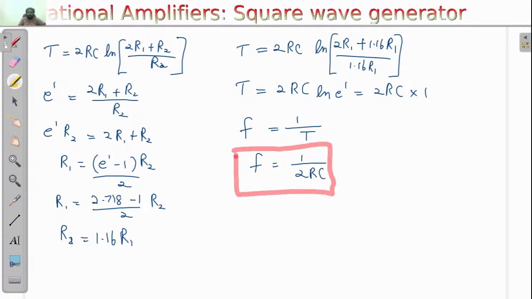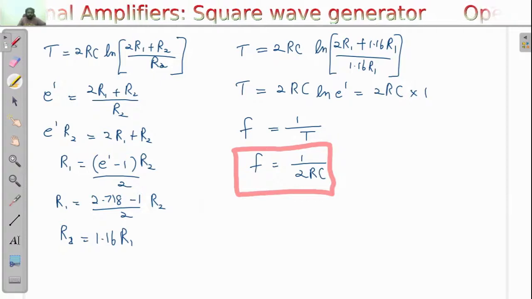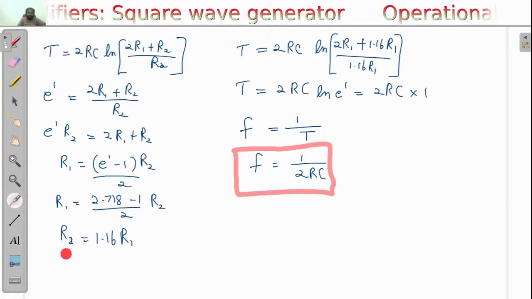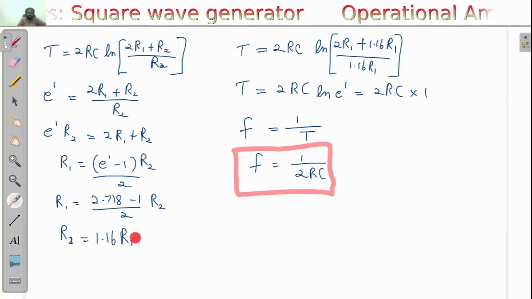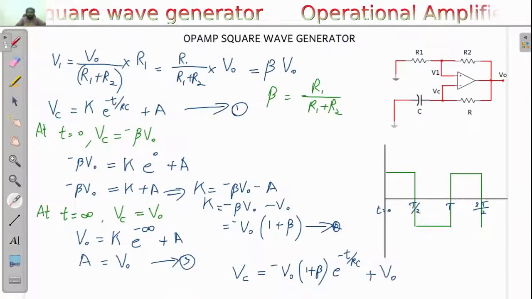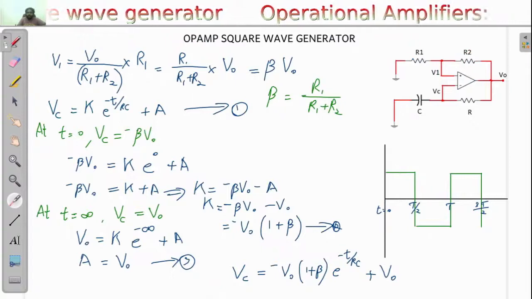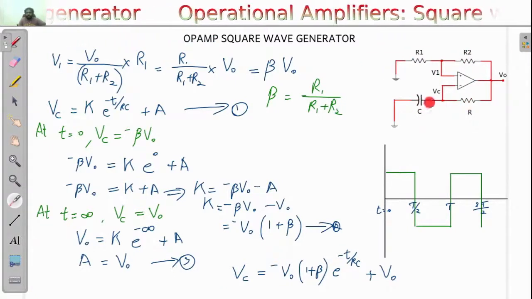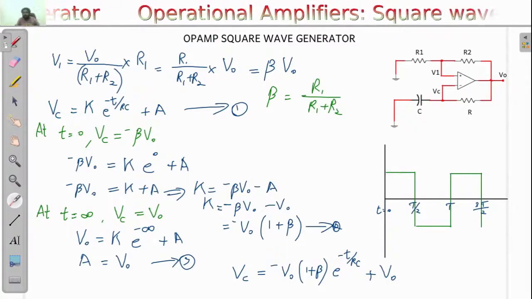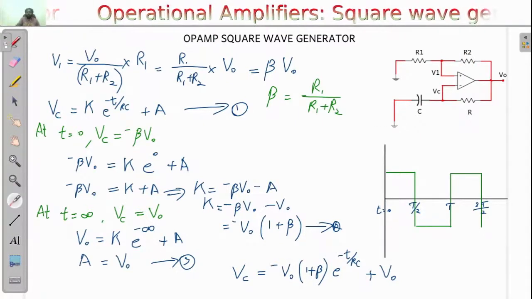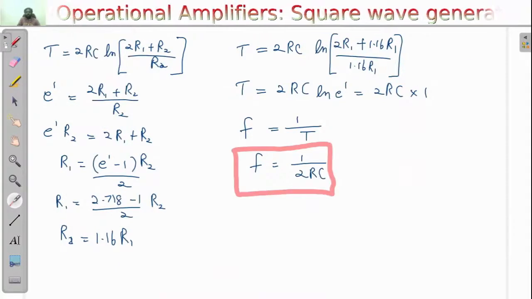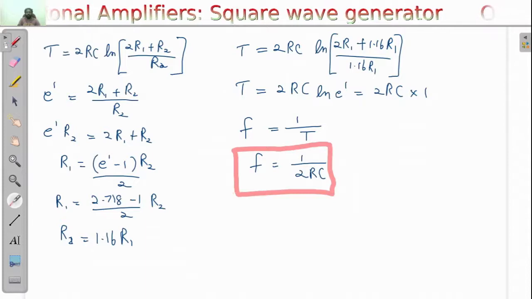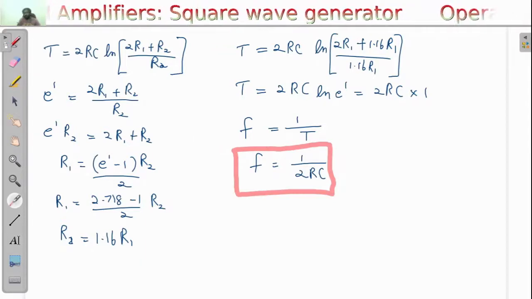equation for frequency. Suppose you are putting the resistances R2 and R1 in such a way that R2 is equal to 1.16 times R1. R2 and R1 are the resistances here. This is R and C. So this resistance and capacitance are the frequency determining components. R1 and R2 will make your life much easier without any logarithms. So this is how you can design a square wave generator.